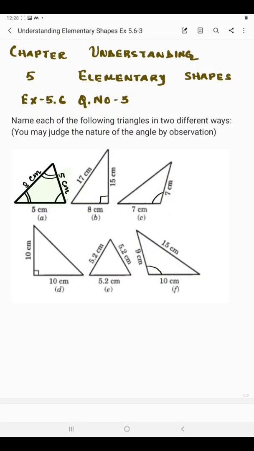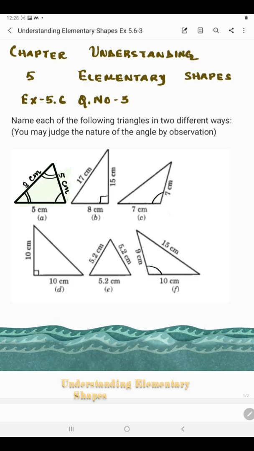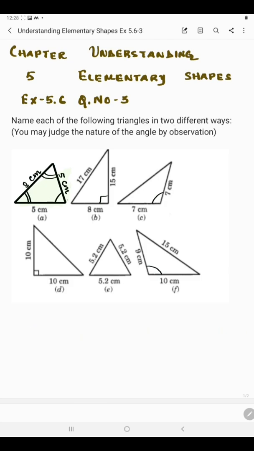Students, now I am going to start question number 3 of exercise 5.6. Question number 3 says, name each of the following triangles in two different ways. You may judge the nature of the angle by observation.